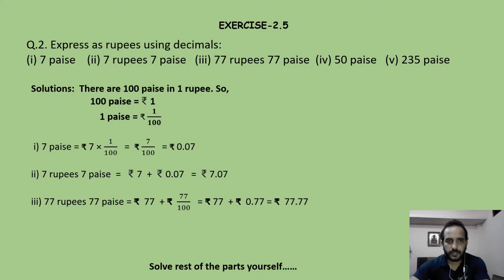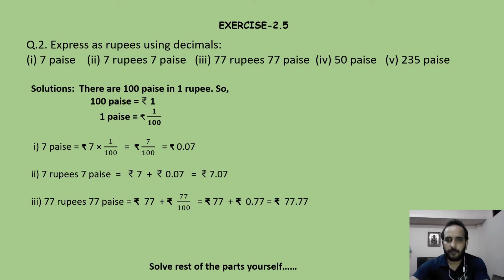Now we have question number 2, express as rupees using decimals, and the very first part we have been given here is 7 paise. We already know that 100 paise makes rupees 1 and 1 paise will be equal to rupees 1 upon 100, or in decimal you can say 0.01 rupees. The very first part, 7 paise, means 7 times rupees 1 upon 100 and it makes 7 upon 100, and we write it in decimal form, that is rupees 0.07.